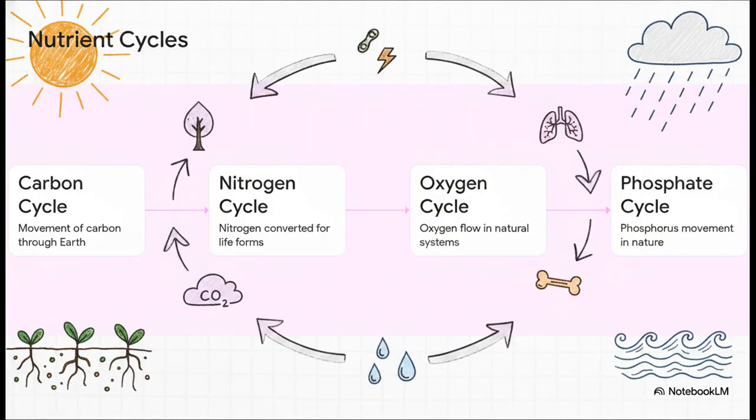And these living and non-living components, they're constantly interacting through biogeochemical cycles. The exams actually repeatedly ask students to draw these out. Why? Because the carbon, nitrogen, oxygen, and phosphorus cycles illustrate exactly how the Earth recycles life's essential building blocks. It's like nature's ultimate recycling program. Nothing is ever truly lost in a healthy natural system.